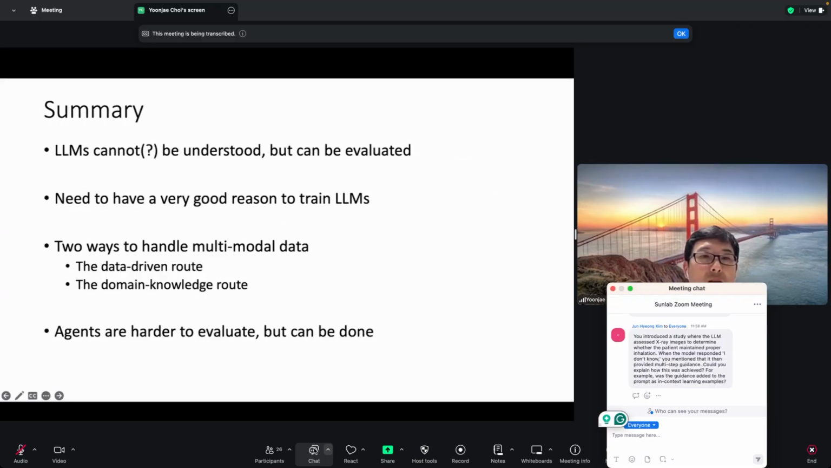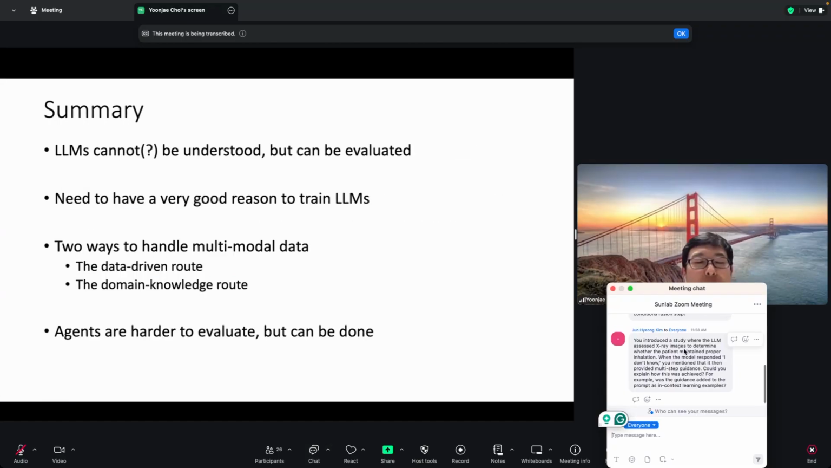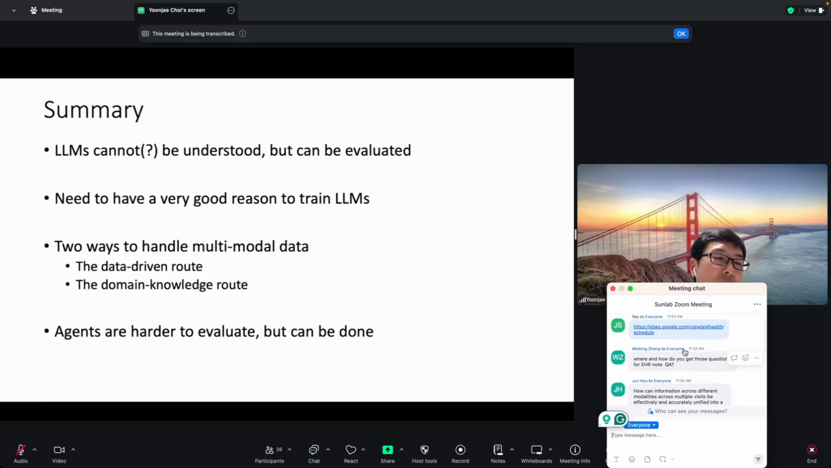Summary: the LLMs can be... My personal opinion, but I don't think it's really easy to figure out what they're doing underneath the hood. But at least we can check the input and output and evaluate it. So in the era of agents, it's a bit more challenging, but we can still do it.